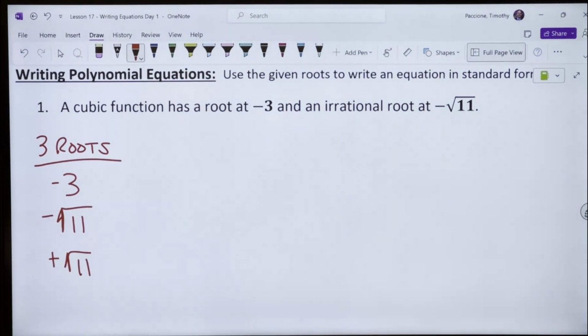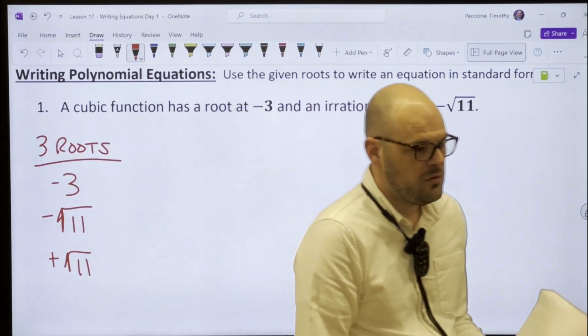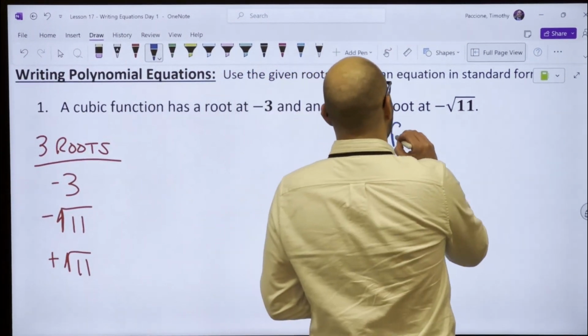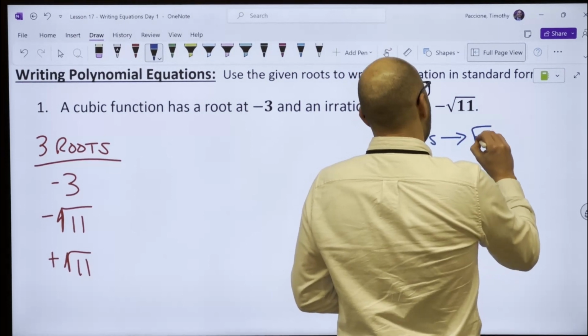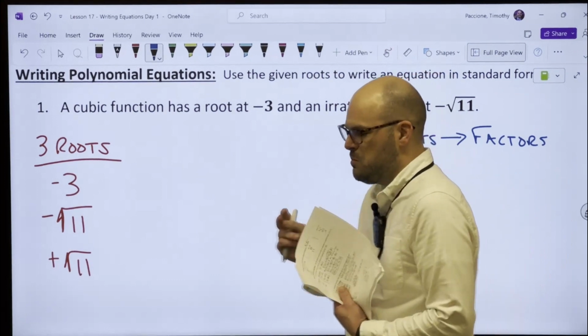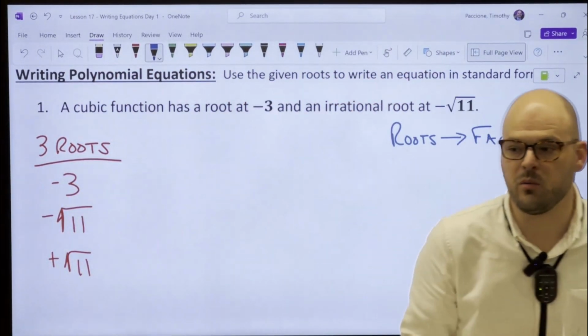Okay, how is that helpful? Well, if we know roots, we know factors. Okay, so let's pause and talk about how to get from a root to a factor, because it's one of those things where I feel like we learned why, and then we just remembered that it happens every time, and then we just flip signs, and then we don't remember actually what we're doing.